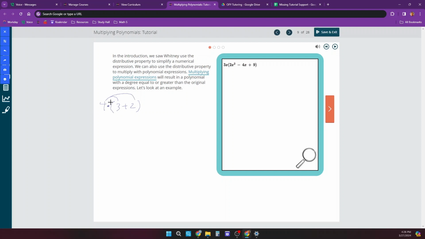So 4 times parentheses 3 plus 2 would be 4 times 3 is 12 plus 2 times 4 is 8, which would be 20. And we could double check this by seeing that 3 plus 2 is 5. So 4 times 5 is just 20.